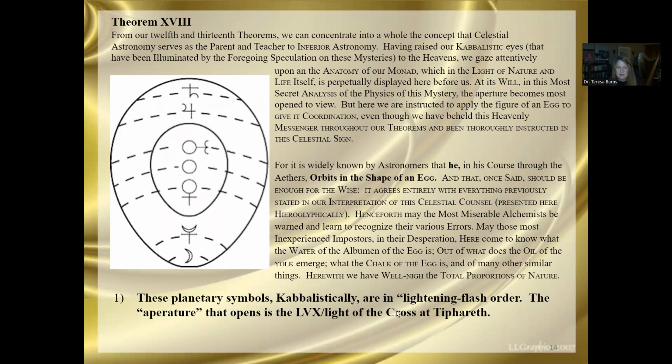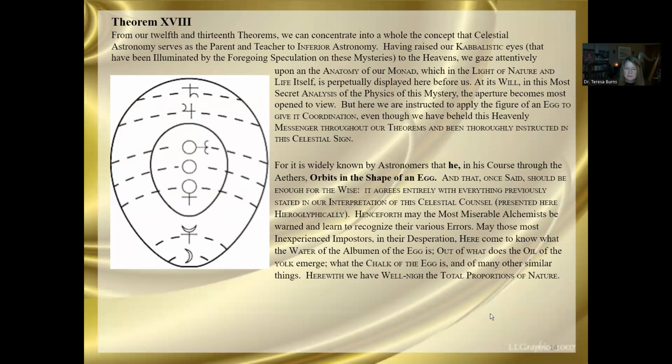We've talked about the first: the planetary symbols are in lightning flash order. The aperture that opens is the light of the cross at Tiferet. But what is something else that Dee definitely can't put in writing? Pause here if you need to, because I'm about to tell you. These planets are rotating around the sun. Now, we see them rotating this way rather than in a circle.